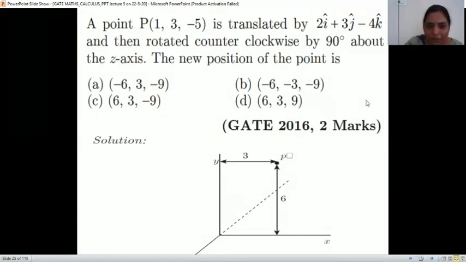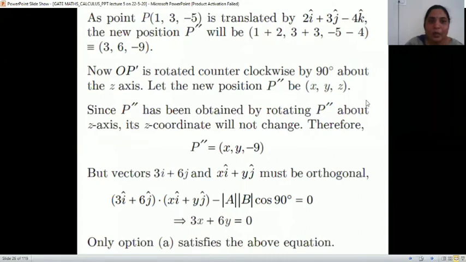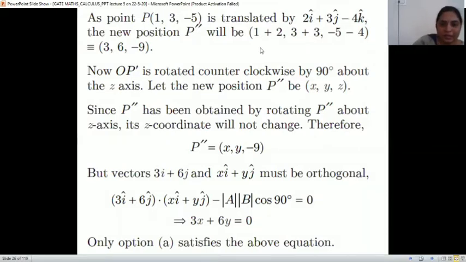A point (1, 3, -5), we call it point P, is translated by 2i bar plus 3j bar minus 4k bar. The new position then will be 1 plus 2, 3 plus 3, minus 5 minus 4. That is, the new position of the point is (3, 6, -9). This is the translated point, right?